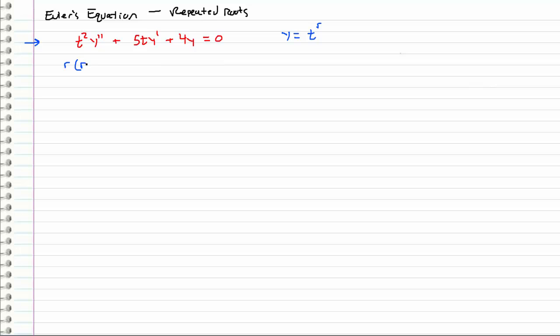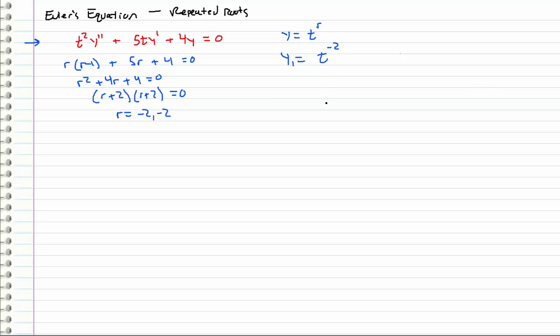We have r times r minus 1 plus 5 times r plus 4 equals 0. Now let's go ahead and multiply that out. So r squared minus r plus 5r, so plus 4r plus 4 is equal to 0. So this factors to r plus 2 times r plus 2. So we have repeated roots, -2 and -2, which means that we only have one solution, y1, which is equal to t to the -2.